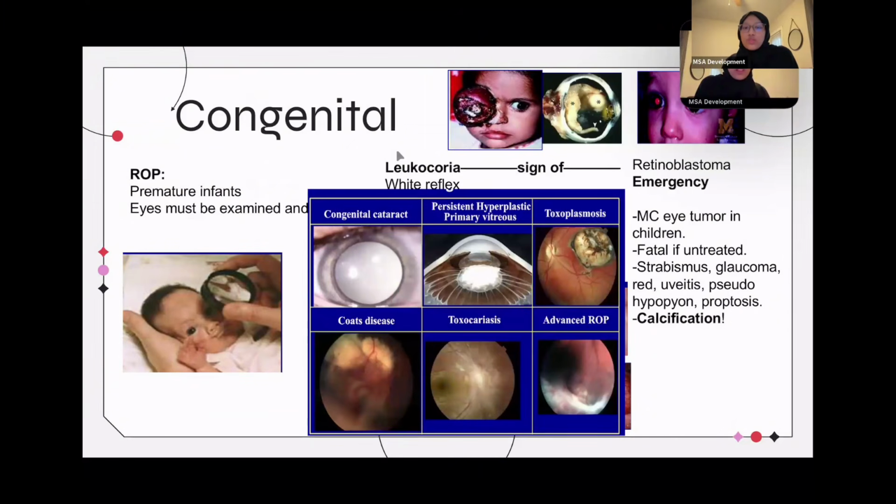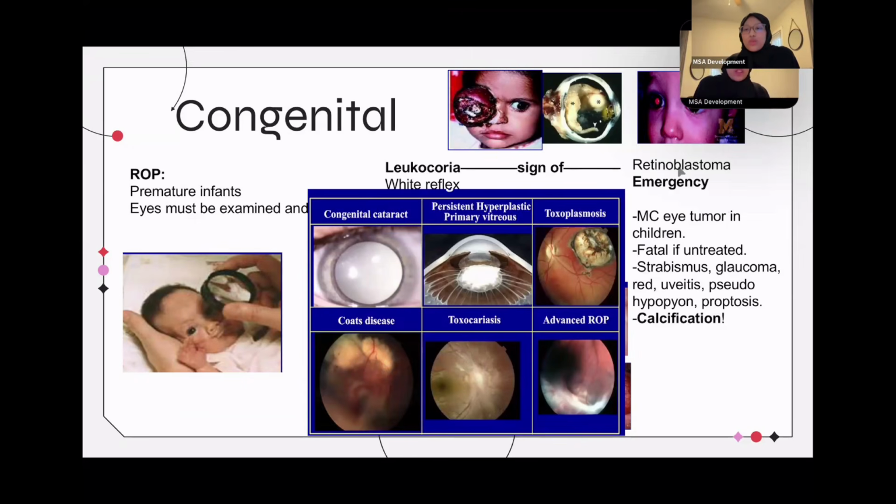There are other causes that can cause a white reflex, like cataract. Not having a red reflex can be anything: infection. You don't need to know in detail, but Coats disease is the abnormal vessels and everything in the eye that can cause that. It's a rare disease though.